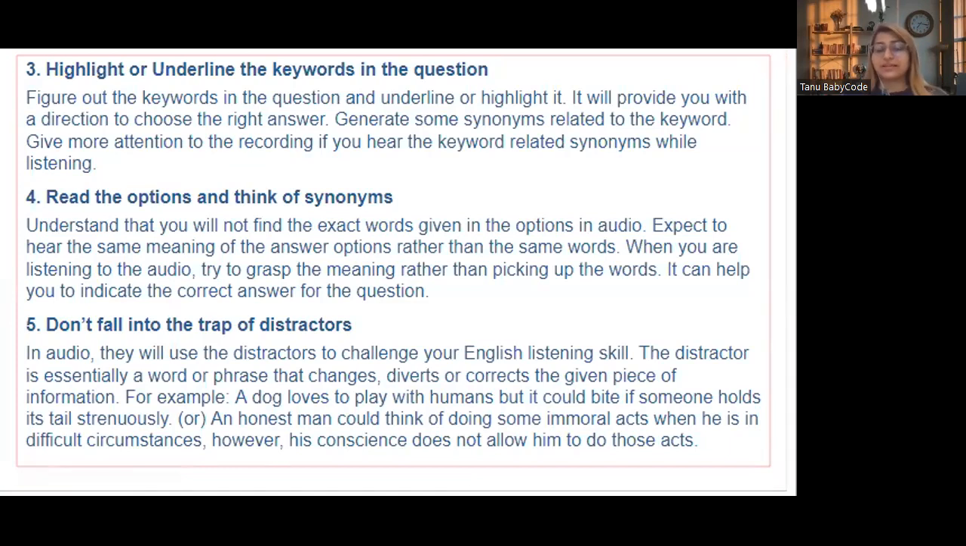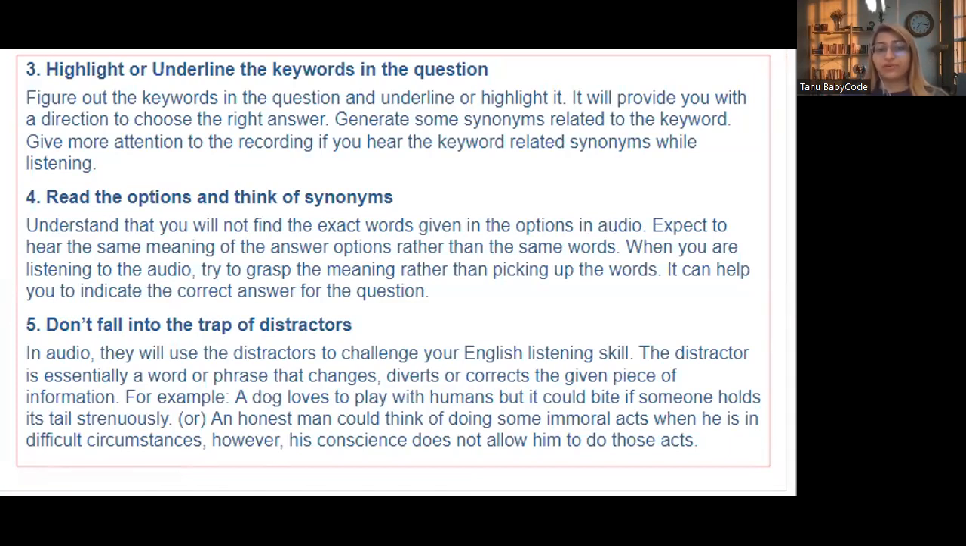Read the options and think of synonyms, right? You will not find the exact words. Expect to hear the same meaning of the answer options rather than the same words. So when you are listening to the audio, try to grasp the meaning rather than picking the words. Okay? It can help you to indicate the correct answer also.